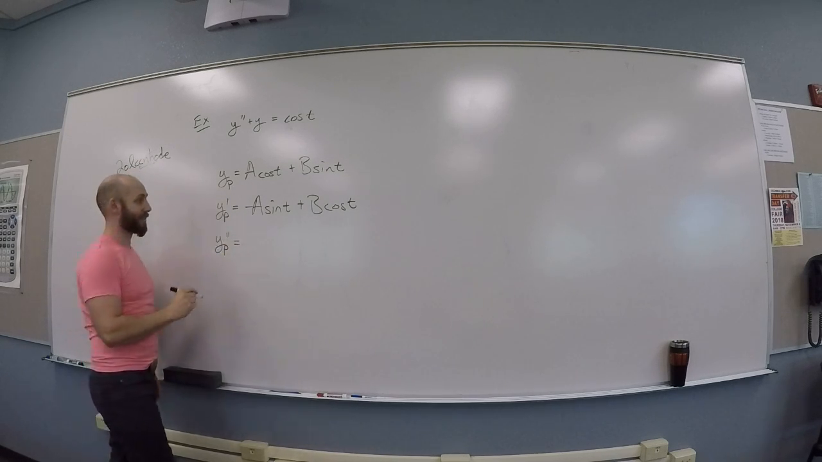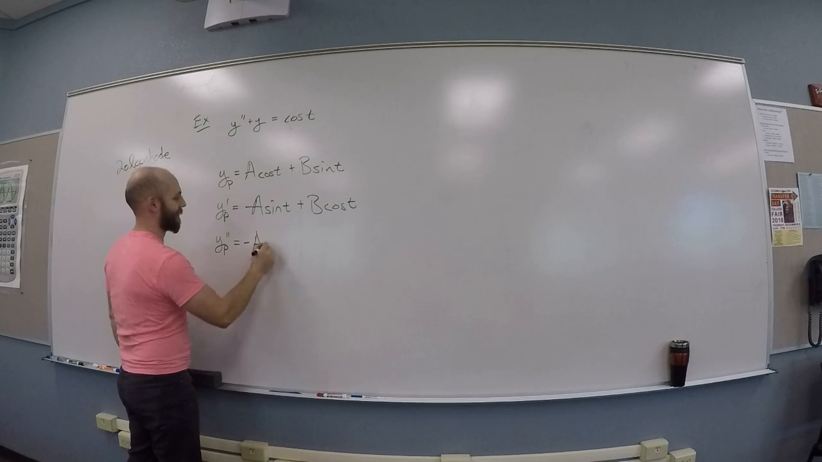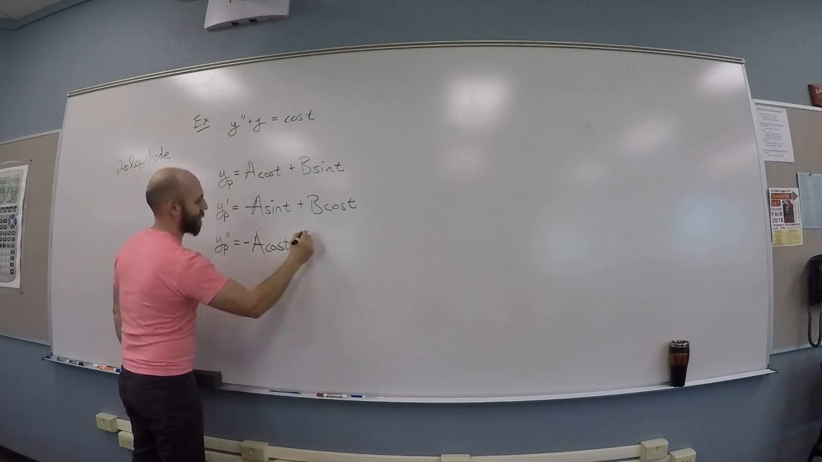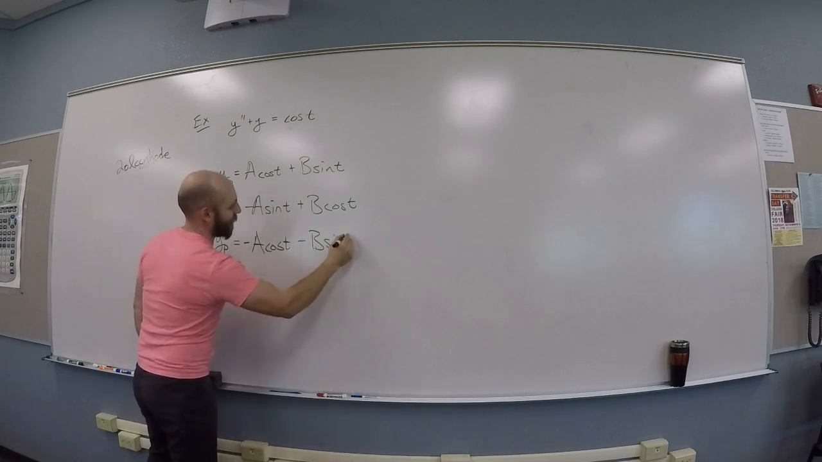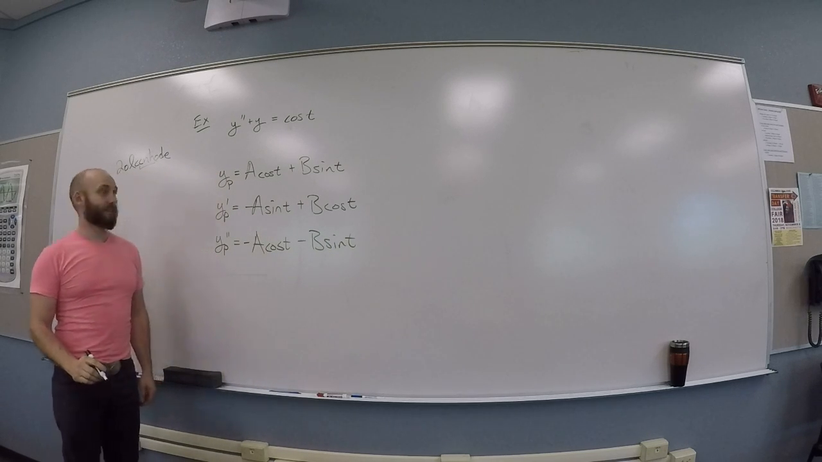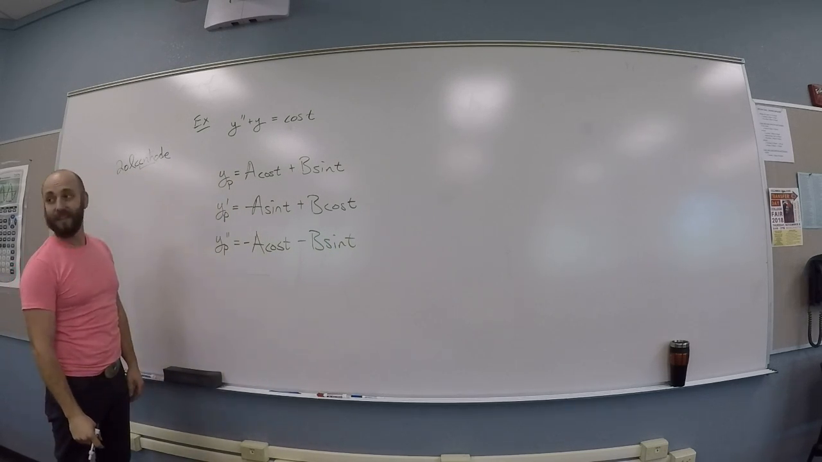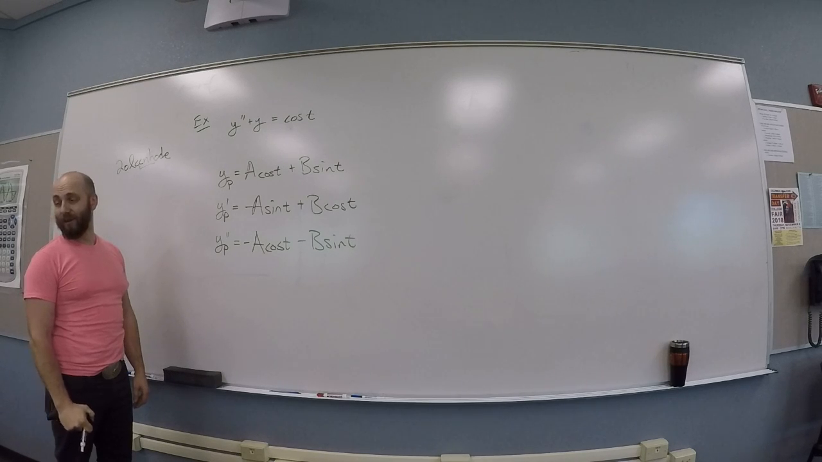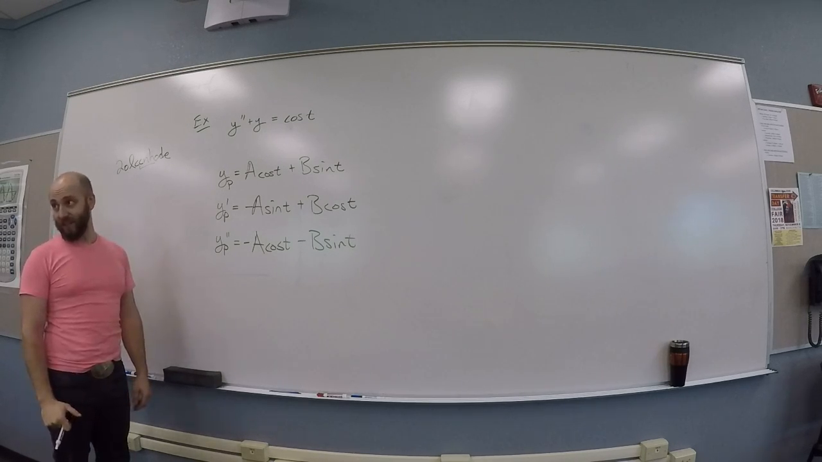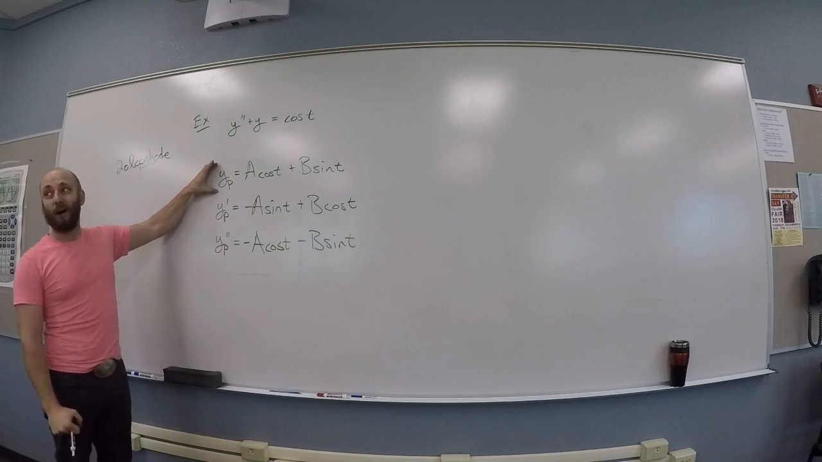The other: negative a cosine t minus b sine t. Okay, so this plus that is... No. What happened? Everything is zero. It canceled. Why did it cancel? Because that was the homogeneous solution.